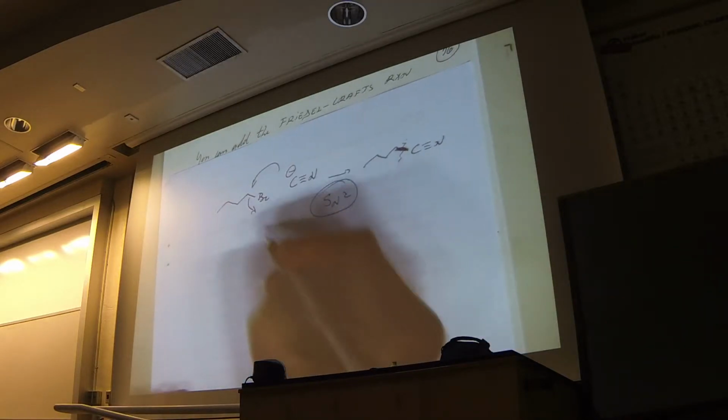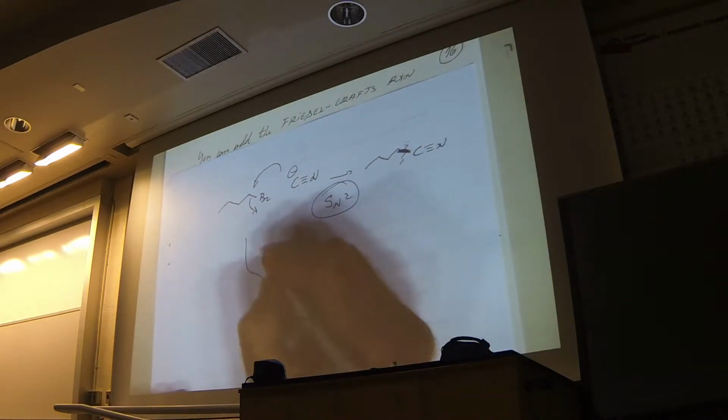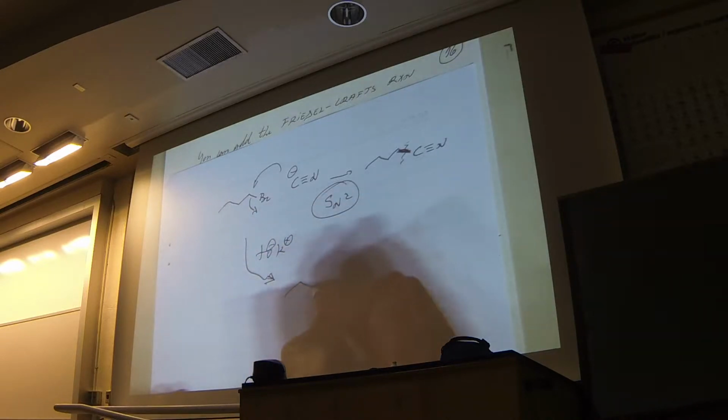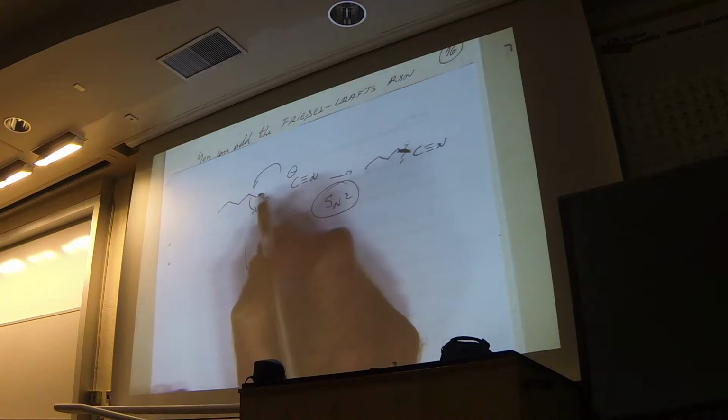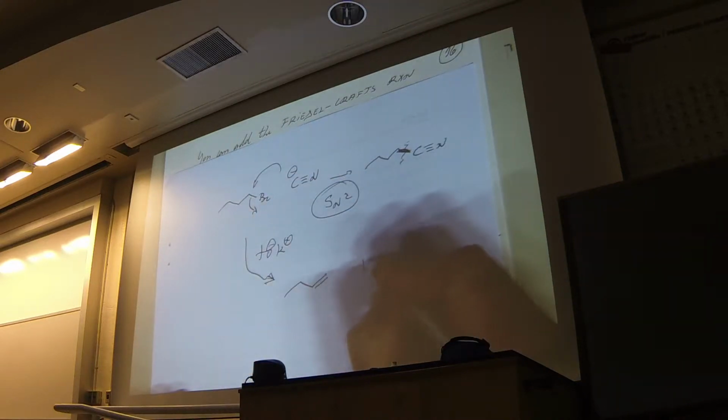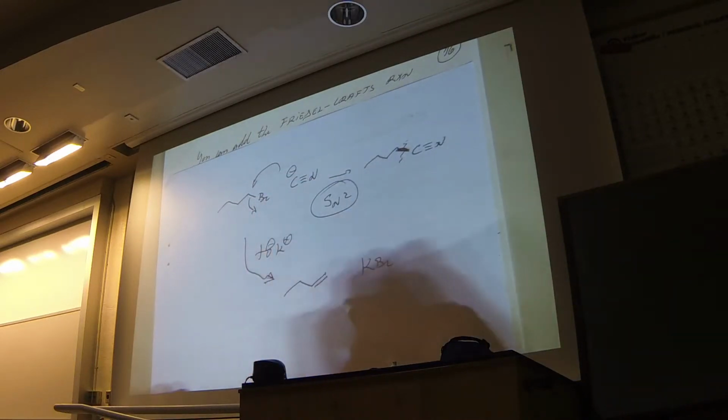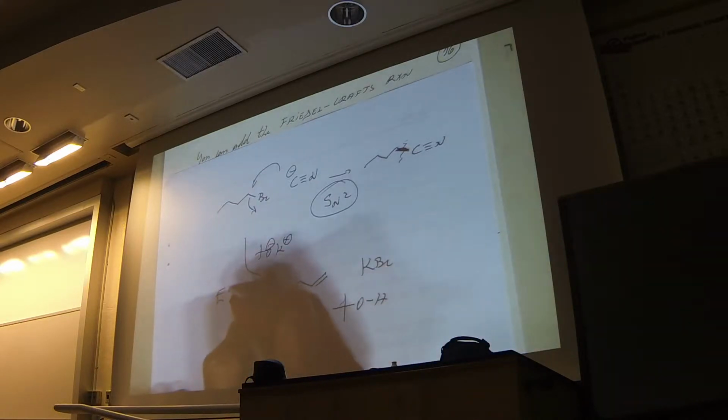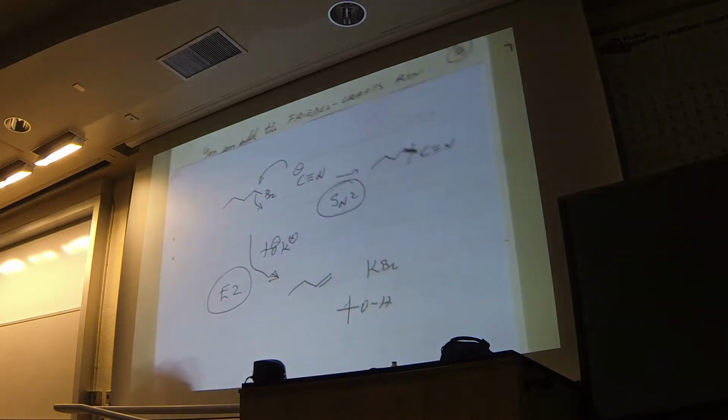There's an elimination. I'd use some kind of strong base, maybe potassium tert-butoxide, and I would get elimination of HBr. So I'd end up with potassium bromide, and the hydrogen would be bonded to the tert-butoxide group. Okay, so that would be an E2. So SN2, E2. Don't forget that.